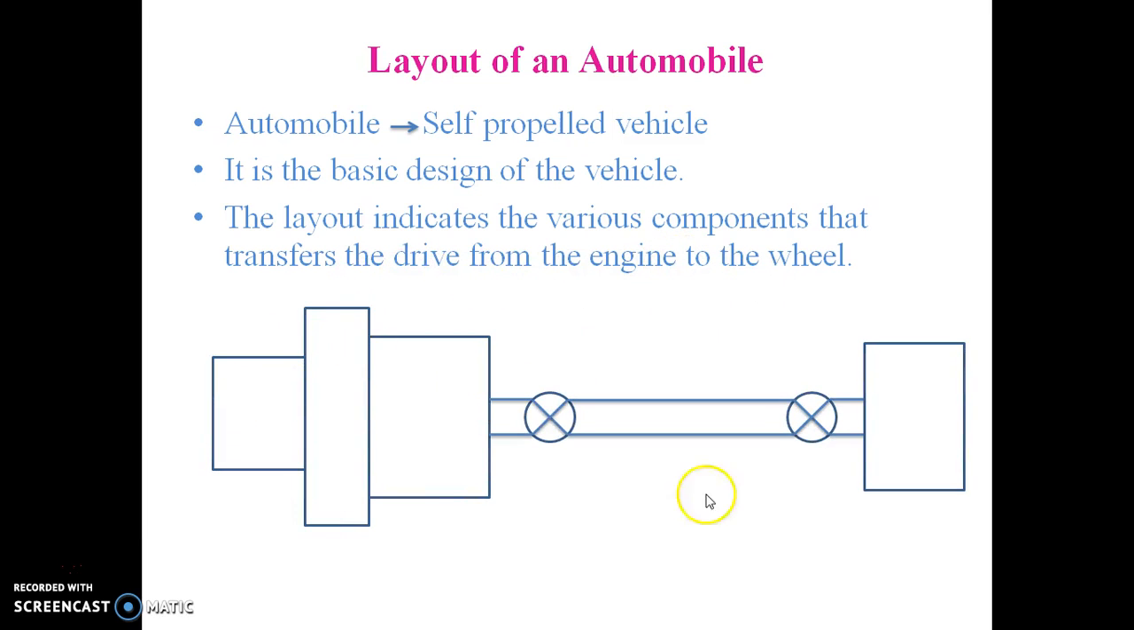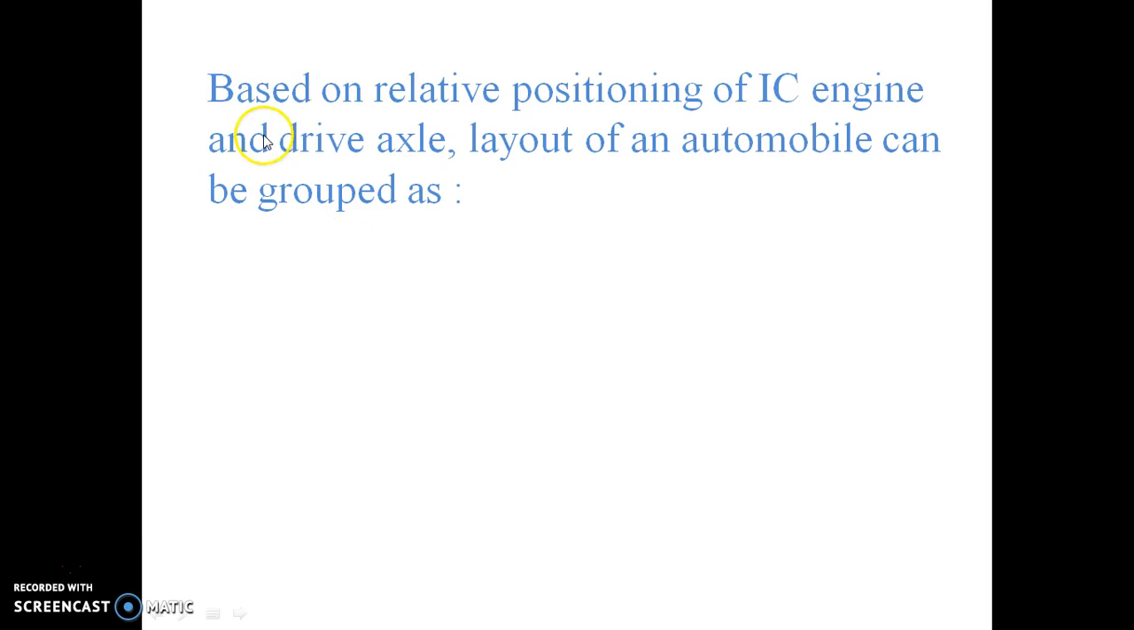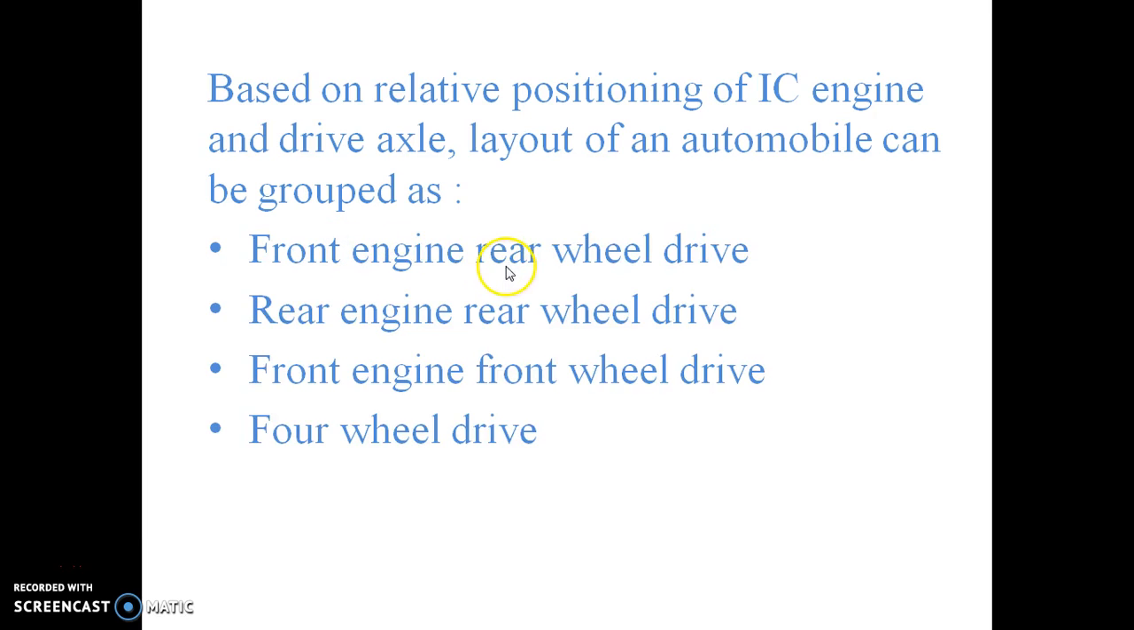So this is the basic layout of an automobile, which mainly consists of engine, then clutch, then gearbox, then propeller shaft. Here there are universal joints, and then there is a differential. So this is the basic layout of an automobile. But based on relative positioning of IC engine and the drive axle, the layout of an automobile can be grouped as front engine, rear wheel drive, rear engine, rear wheel drive, front engine, front wheel drive, and last is four wheel drive.